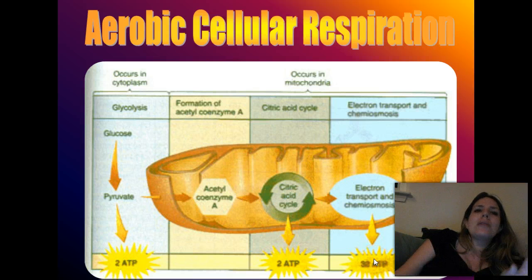So through the whole process of anaerobic plus aerobic cellular respiration, we end up with a net of 36 ATPs. And that's a wrap.